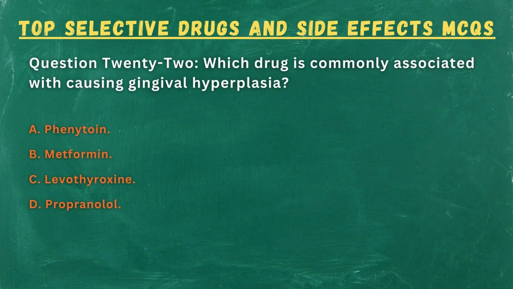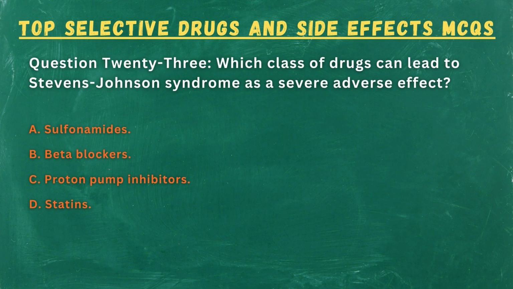Question 22. Which drug is commonly associated with causing gingival hyperplasia? A. Phenytoin. B. Metformin. C. Levothyroxine. D. Propranolol. Answer: A. Phenytoin.